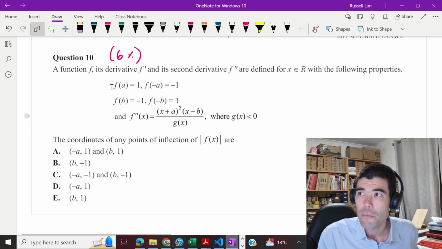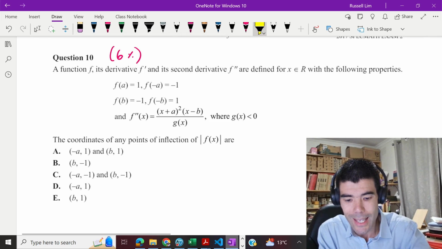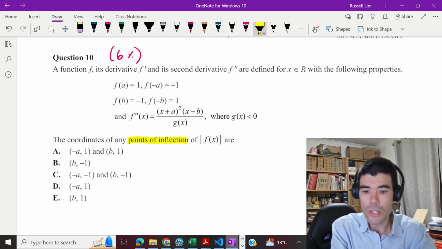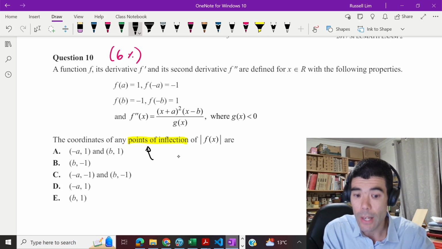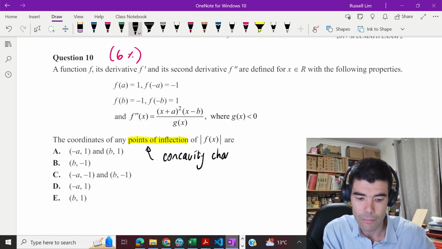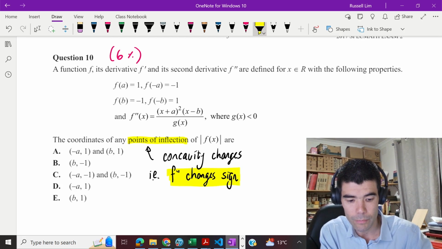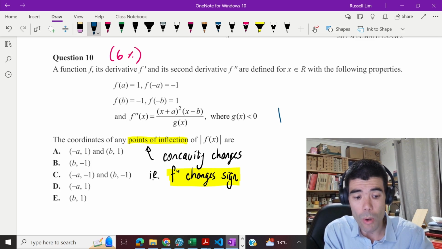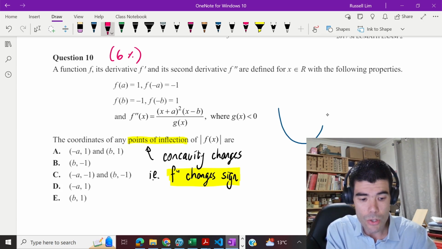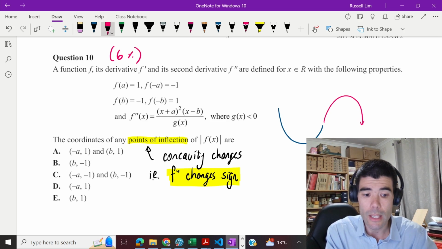We've got a function f, its derivative and second derivative. We've got some information here. We've got a function for the second derivative, and we're being asked about the coordinates of points of inflection of mod f of x. So firstly, the key for this question is knowing what is a point of inflection. Point of inflection means a concavity change, i.e. the second derivative changes sign. Meaning either the second derivative was positive and then changed to negative, or the other way around, negative to positive.